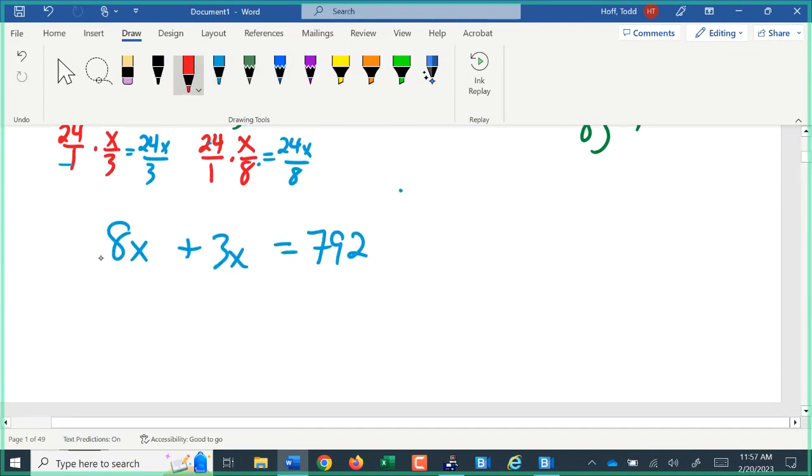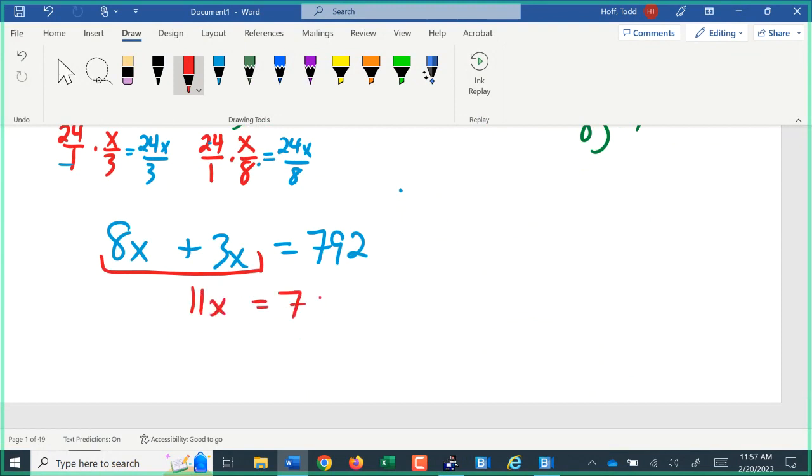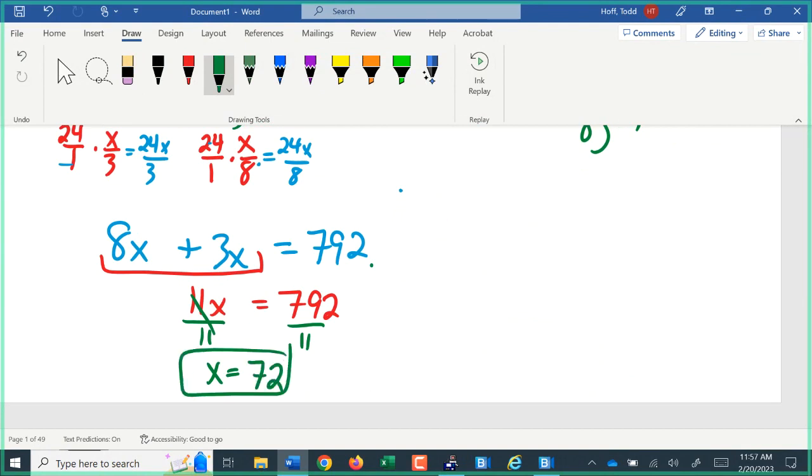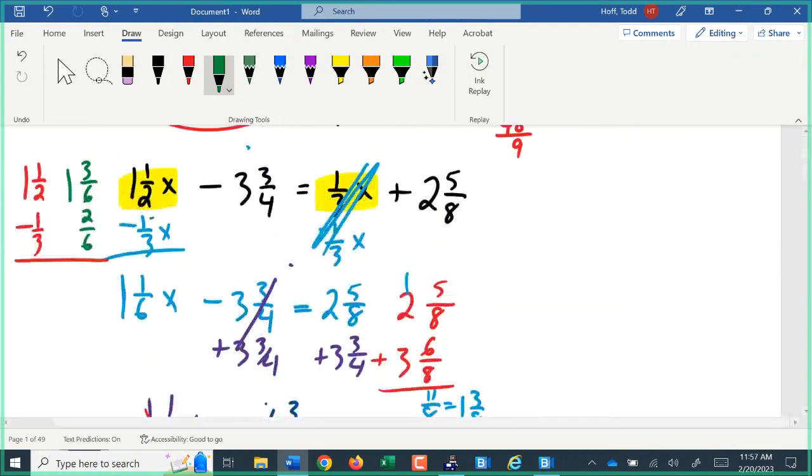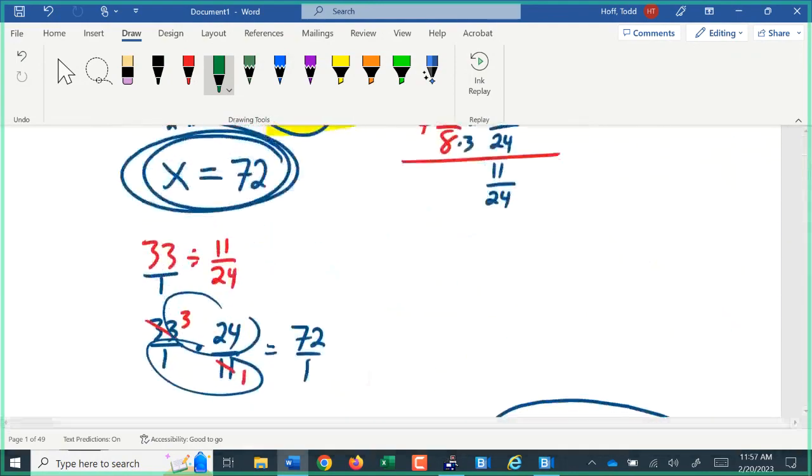And now we can solve this. We have to combine on the left side here, 8x and 3x, like 11x, equals 792. And we divide by 11. X equals 792 divided by 11 is 72. Same answer we had up here. Right up here.